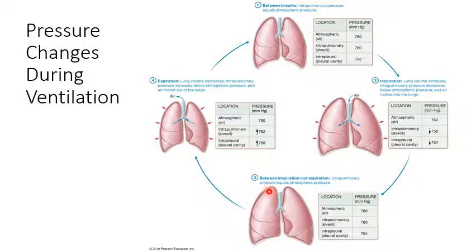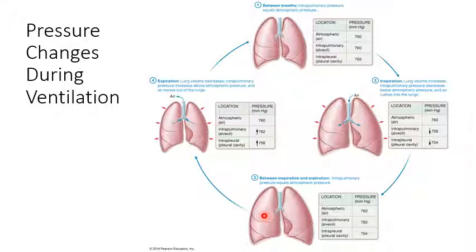Then you're going to get your lungs full of air. The atmospheric and intrapulmonary pressures will be equal again. As more air enters the lungs, the pressure goes up. The intrapulmonary pressure will go up until it again equals the atmospheric pressure. Then air will stop moving in and out, and the intrapleural pressure is still low.